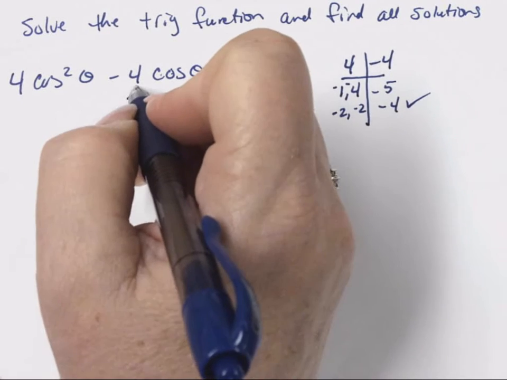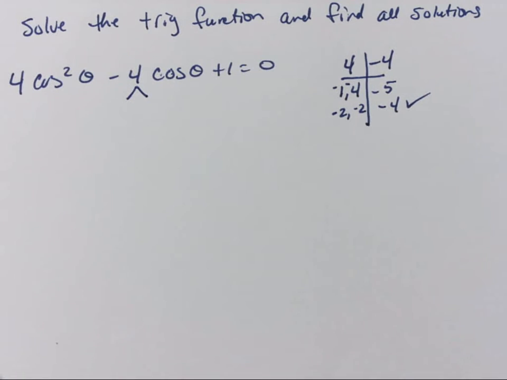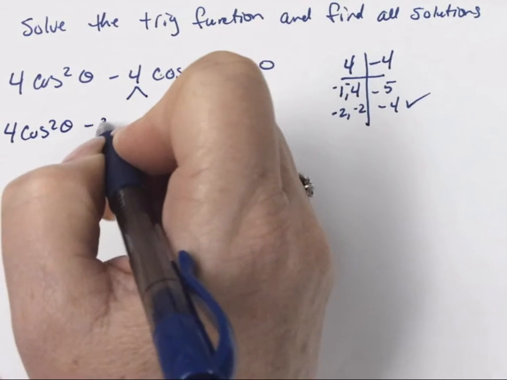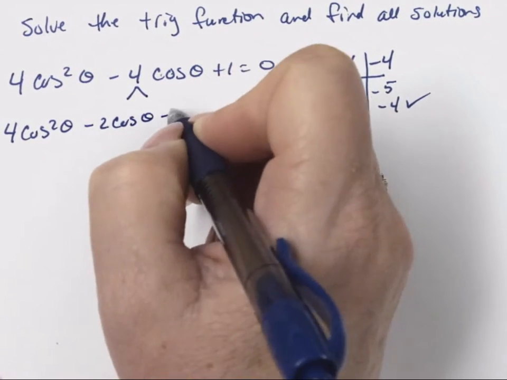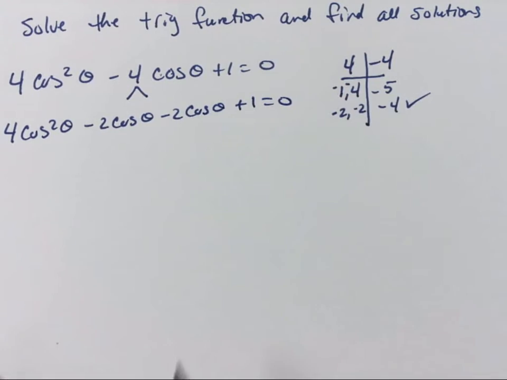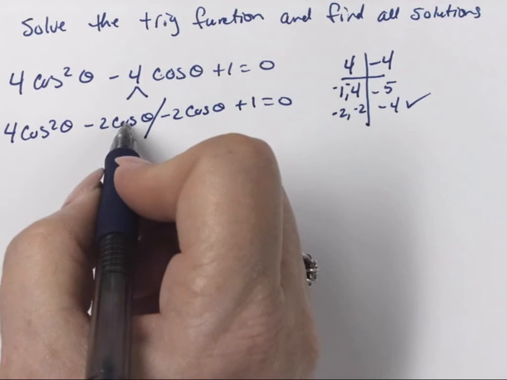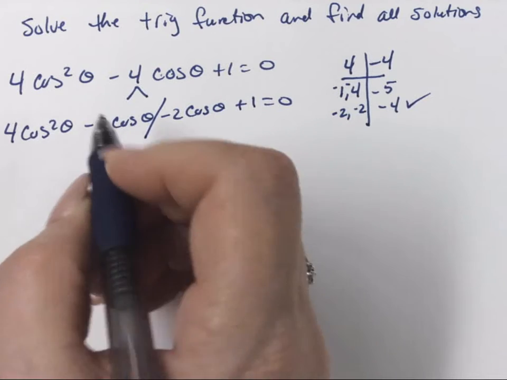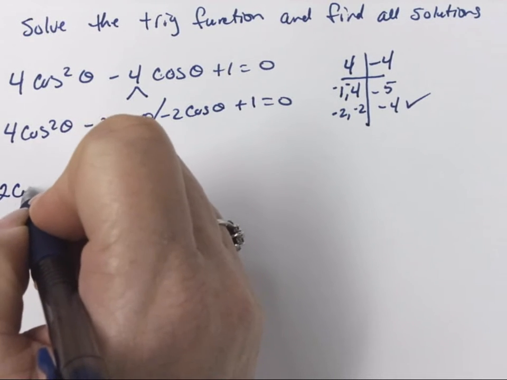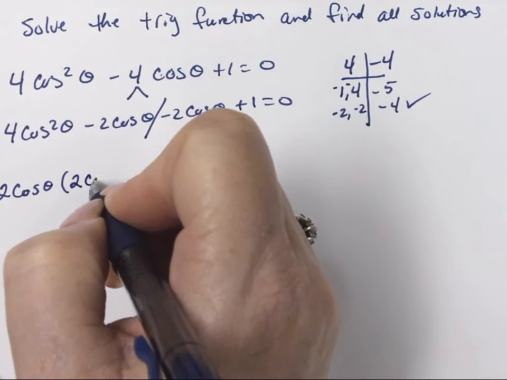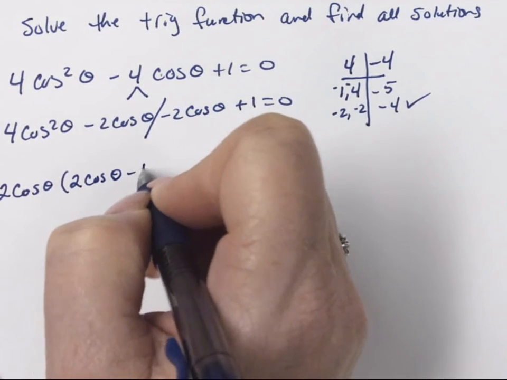So this is where I rewrite my negative 4 as my negative 2 and negative 2. So 4 cosine squared theta minus 2 cosine theta minus 2 cosine theta plus 1 equals 0. I'm going to split them in half to factor. In here, they have in common a 2 and a cosine theta. So 2 cosine theta times 2 cosine theta minus 1.